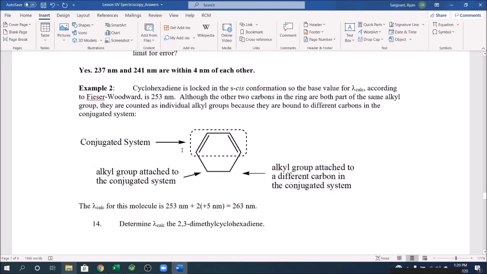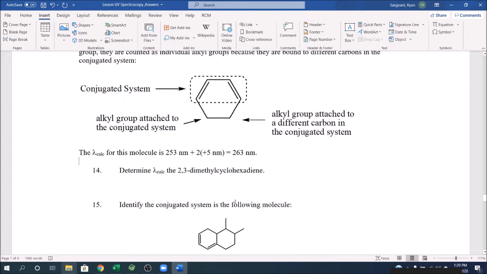So here's an example of cyclohexadiene. This is a ring system that locks it in a permanently s-cis conformation. So the base value for s-cis is 253 nanometers, and then there are these two lines that are coming off of the conjugated system that are not part of the conjugated system. So we add in 2 more units of 5. So the lambda calc for this compound, cyclohexadiene, should be 263 total. 253 from the base value, and then 10 more because of the extending alkyl groups right there.